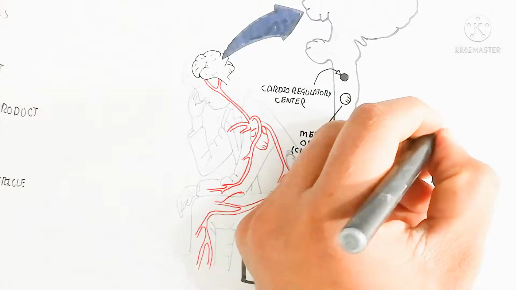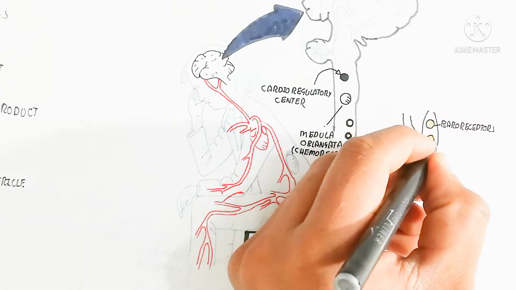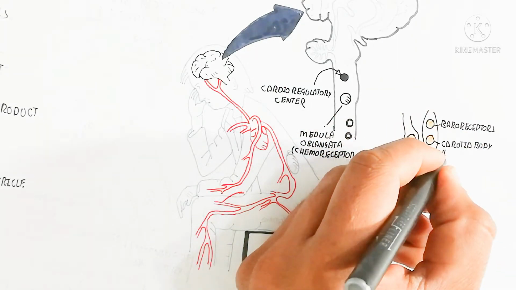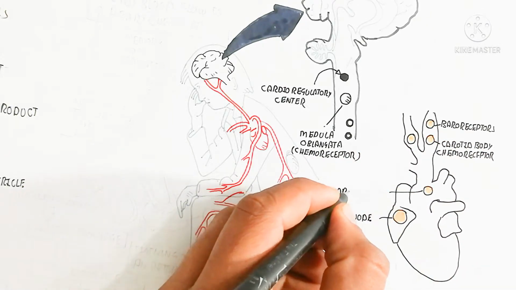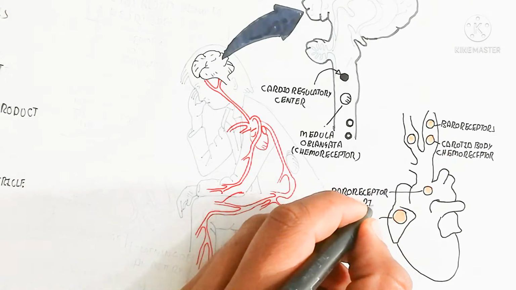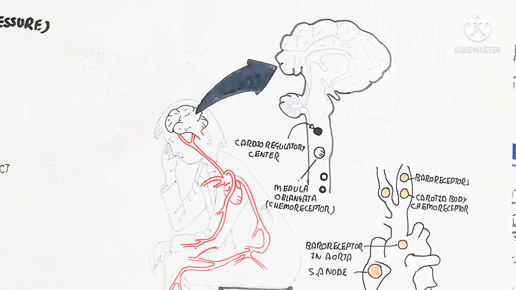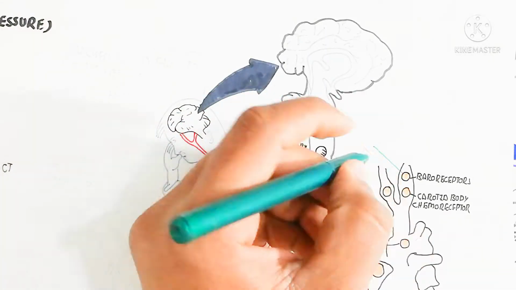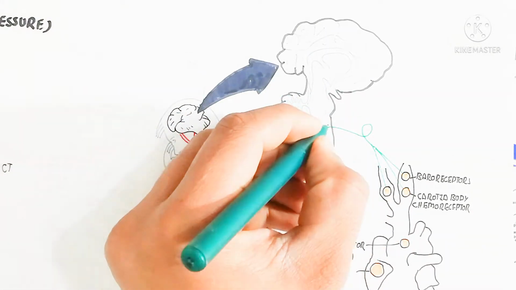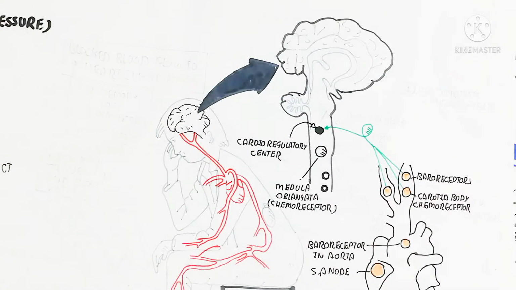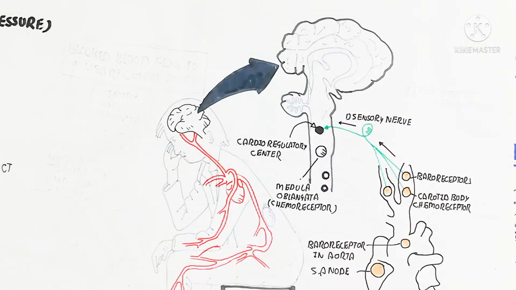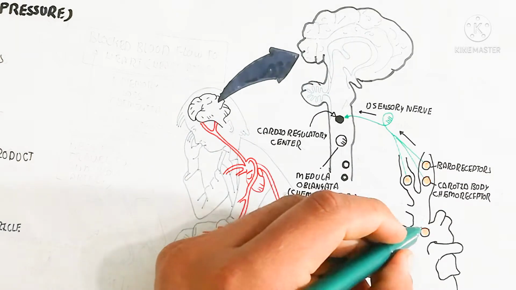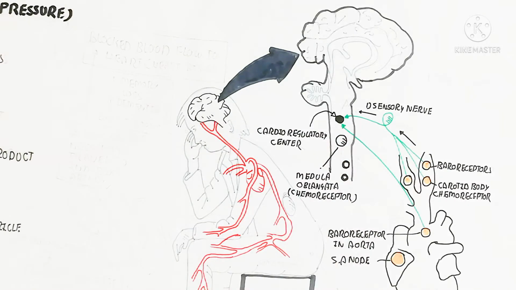So here is the heart, which contains different regions. Here the baroreceptors are present, which check the stretching of the wall of the aortic arch. And here is the carotid body chemoreceptor, used for chemicals, and this is the baroreceptor in the aorta as well. It is also used for sensing stretch and balancing the heartbeat. That is why it is the baroreceptor. And here the sensory nerve transmits from the heart to the cardio-regulatory center.